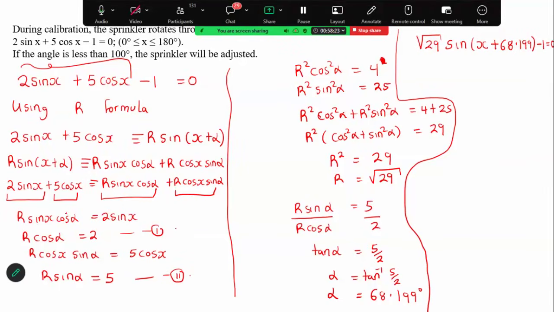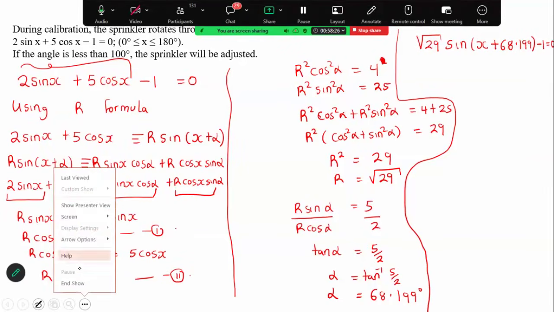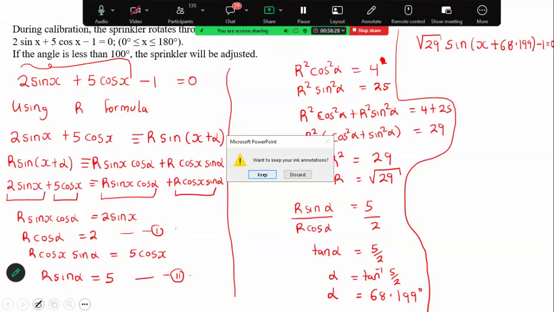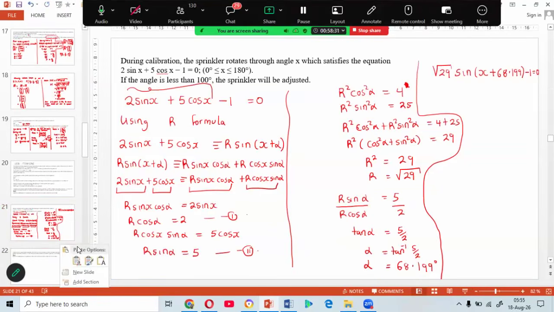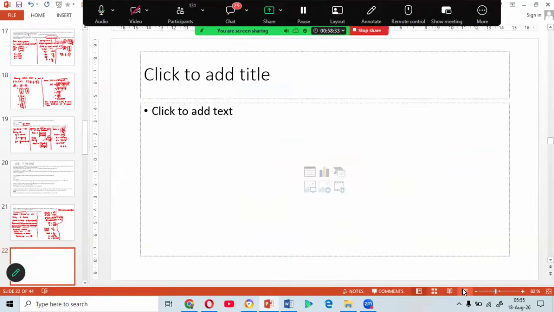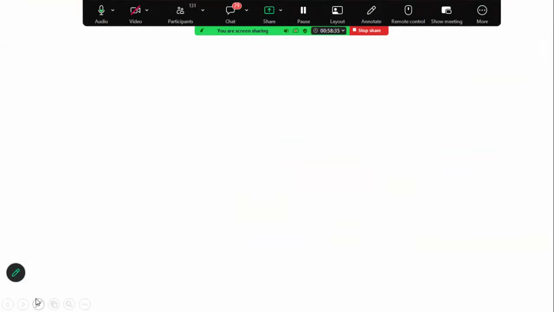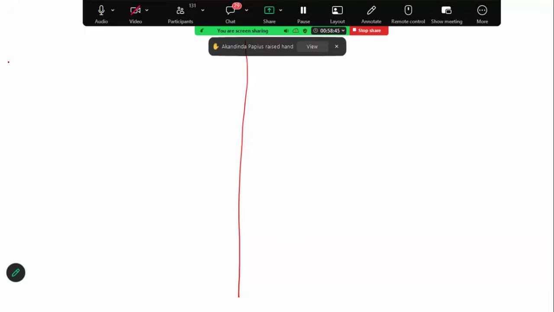Now, let me use also what our friend here was telling us. Please never leave unknown in your answer when you are expressing, even if it is not needed. Someone could get the answer without it, but still don't leave unknown, because that unknown you have left is not equivalent to the original thing. So here I'm going to go back and say we have our root of 29, our sine of x plus 68.199 minus 1 is equal to 0.